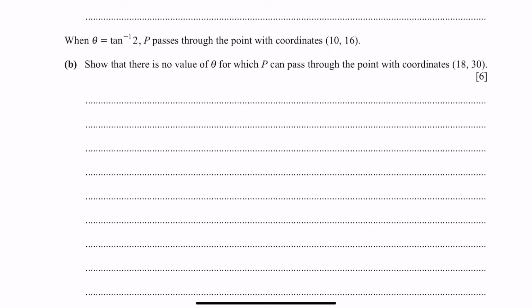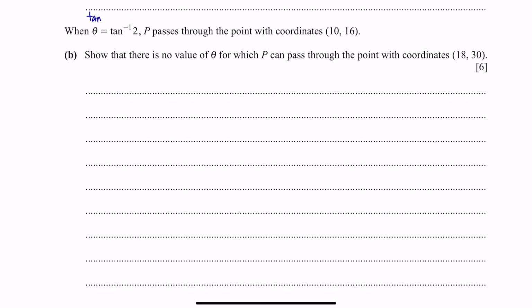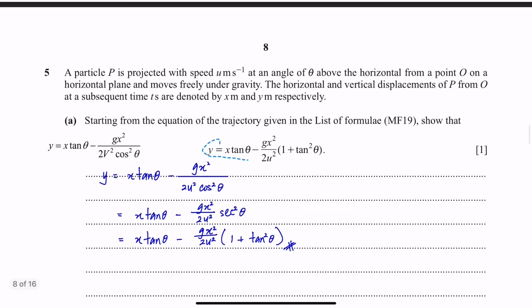Question B. When theta equals arctangent 2, P passes through the point with coordinates (10, 16). So this means that when tangent theta equals 2, it goes through (10, 16), meaning x equals 10 and y equals 16. Show that there is no value of theta for which P can pass through the point with coordinates (18, 30). So we can use back this equation that we just proved.